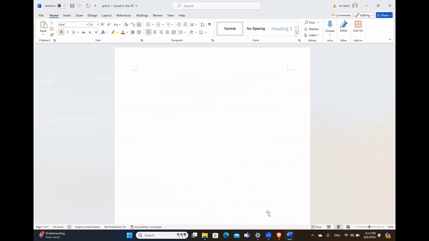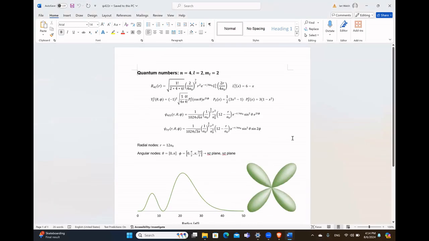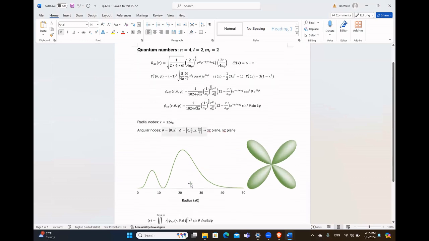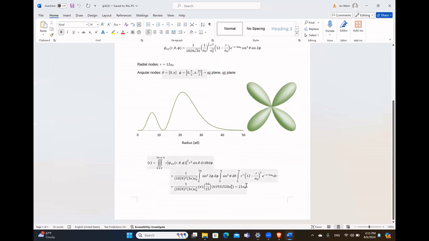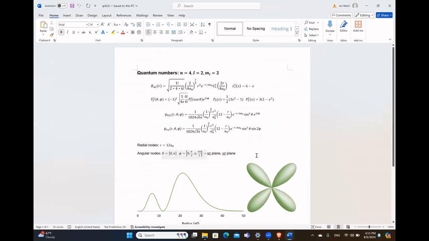So it should look something like this when you're done. The example that I'm going to use is an orbital with the quantum numbers 4, 2, and 2. So 4 being a 4 orbital, L equals 2 means it's a D, so it's a 4D orbital. We have the various mathematical answers here. The radial nodes, the angular nodes, a plot of the distribution function for the radius, the shape of the orbital, and then the average position of an electron. So this is all stuff that we have done in class. We're going to put it all together and have some fun and do it for ourselves here.